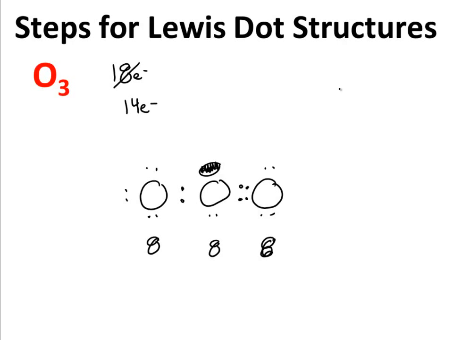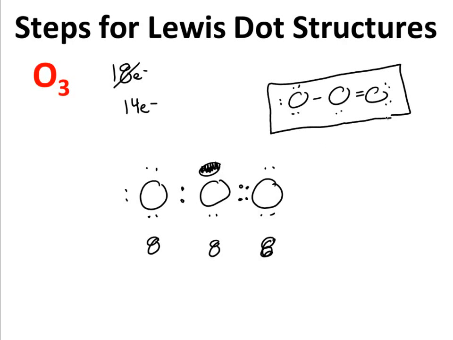And my Lewis dot structure ends up having a double bond to one side, a single bond to that side, and I'm going to have my extra electrons all around. This is a really cool Lewis dot structure. It is not necessarily the correct shape. It's not going to be a linear shape per se, but the Lewis dot structure looks awesome.